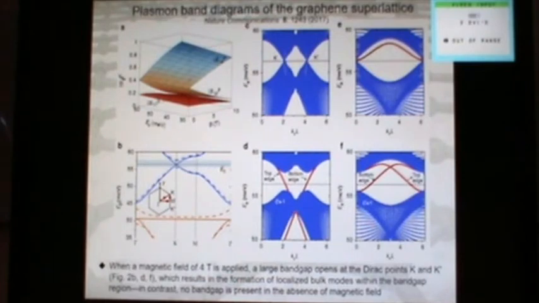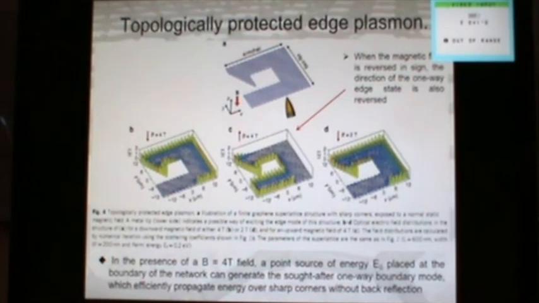So, with a magnetic field of 4 Tesla applied, we have a large band gap opening. With no electric field, there is just a visible band gap. When we apply an electric field, the gap opens, and we get localized dark modes within the band gap. And then they also simulate the topologically protected plasmon at the edge in a complex structure like that. So it's a graphene structure.